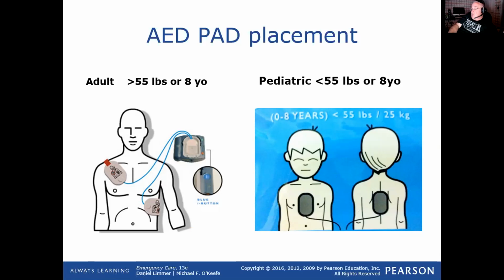So either way, the machine will work fine. If you were to put these pads on this way, it would still work. It just needs 2 points to analyze the rhythm through, so it doesn't matter how they go on the patient. But you do want the front with the front and the back with the back. This is the one they say to the front, this is the one they say to the back. This is the one that would be on the front. If you were changing the adult pads, this would be the one on the back.